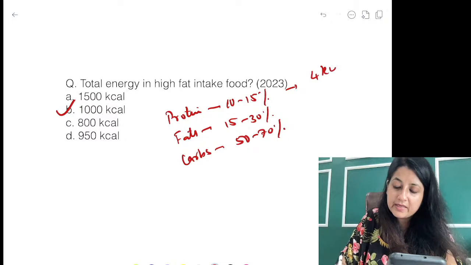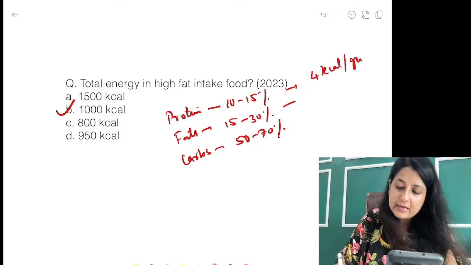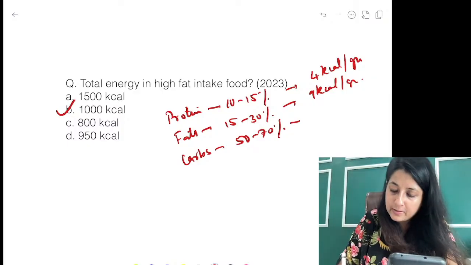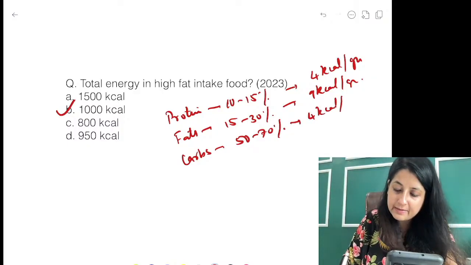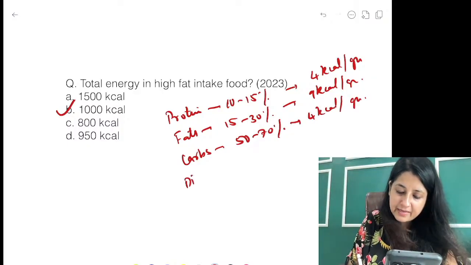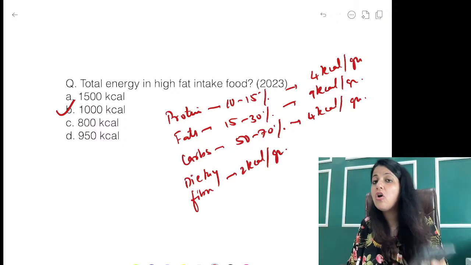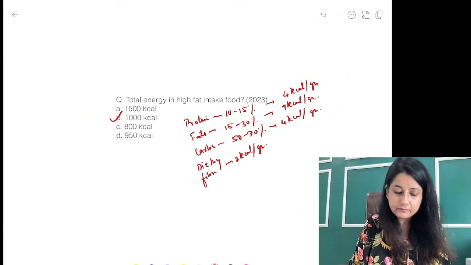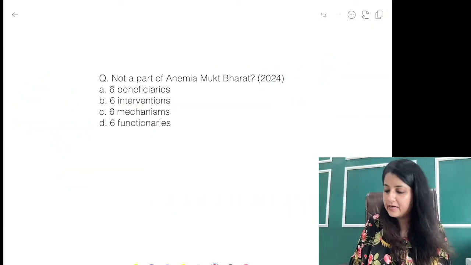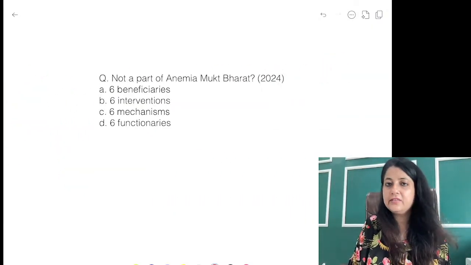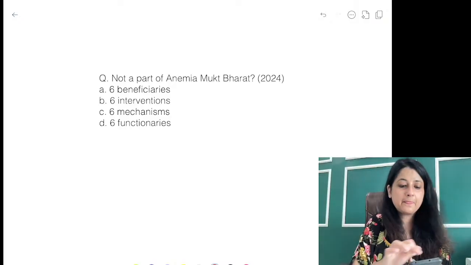Per gram protein 4 kilocalorie energy, per gram fat 9 kilocalorie energy, 4 kilocalorie per gram carbs. Dietary fibers कितना देता है, 2 kilocalories per gram, okay, 2 kilocalories per gram. Alcohol 7. Not a part of Anina Mukh Bharat, already discussed. जितनी जल्दी हो सके आंसर लिखो.